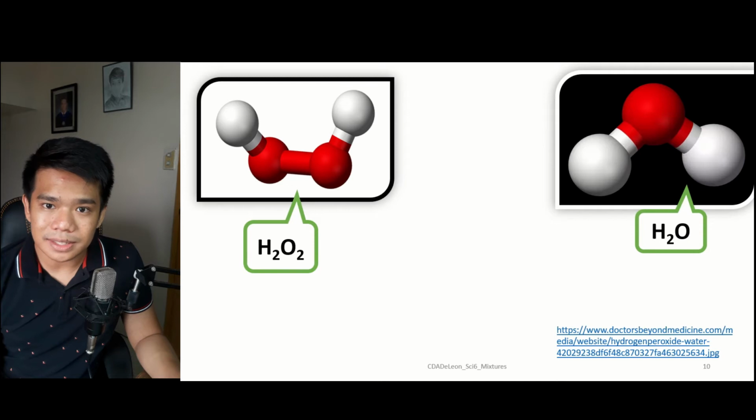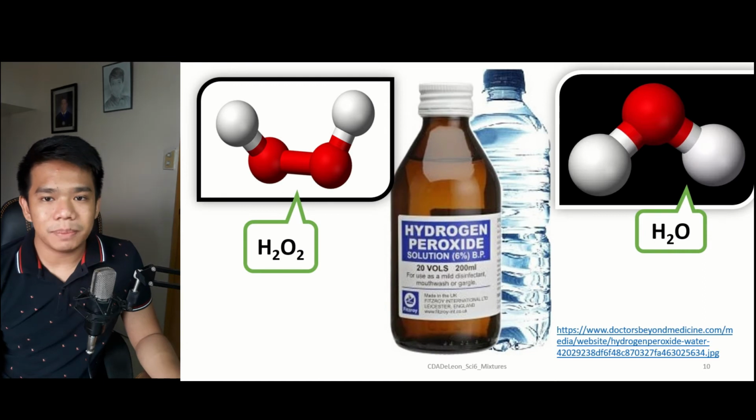So, therefore, what does it mean? The number of atoms for every element of the compound, rather, denotes the chemical properties of each substance, in which hydrogen peroxide is usually used as an antiseptic.